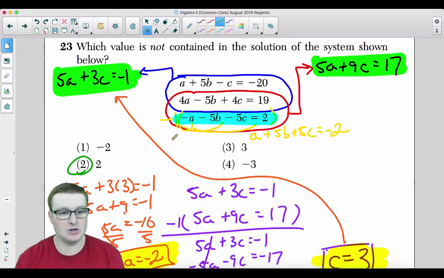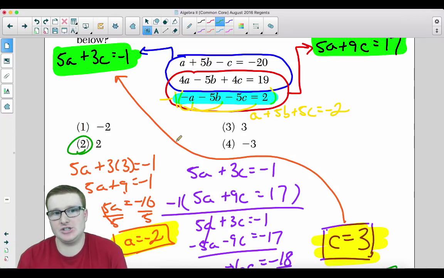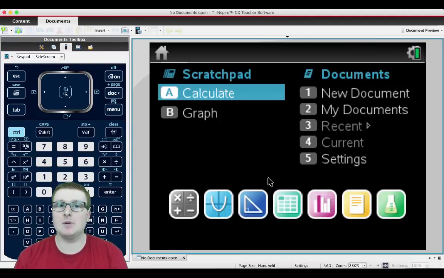Number 2. 2 is not an answer to the system of equations. So that's how you do it the algebraic way. Let's just say you were either crunching for time or you don't know how to do it. But you need to know how to do this because it's on almost every Regents. It comes up like once every other exam. I'm going to help you out here.